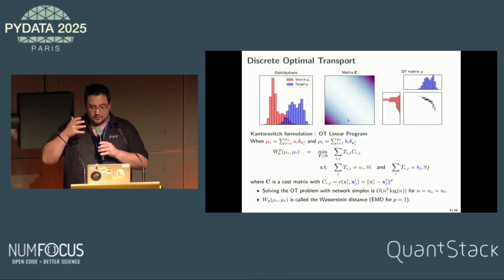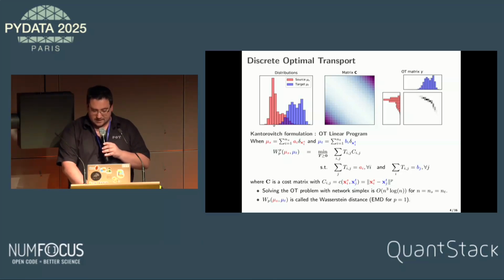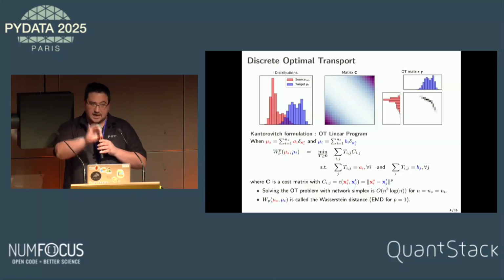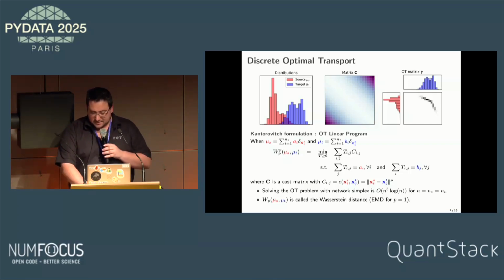Then you want to find an optimal solution that's going to say, the mass from this bin is going to go here, the mass from this bin is going to go here. You're going to see that through the T matrix, which is called the optimal transport matrix. If T_ij is greater than 0, it means that you move mass from bin i on the left to bin j on the right. That's it. And you want to minimize the total cost.